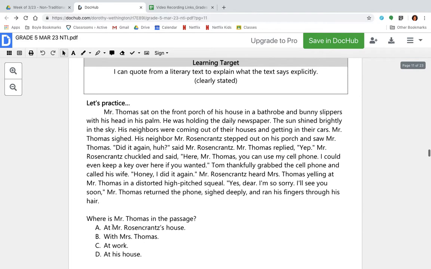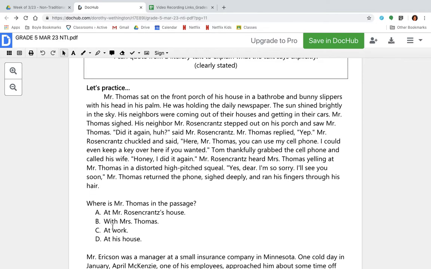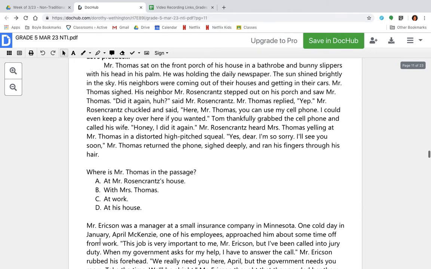Where is Mr. Thomas in the passage? A. At Mr. Rosencrantz's house. B. With Mrs. Thomas. C. At work. D. At his house.